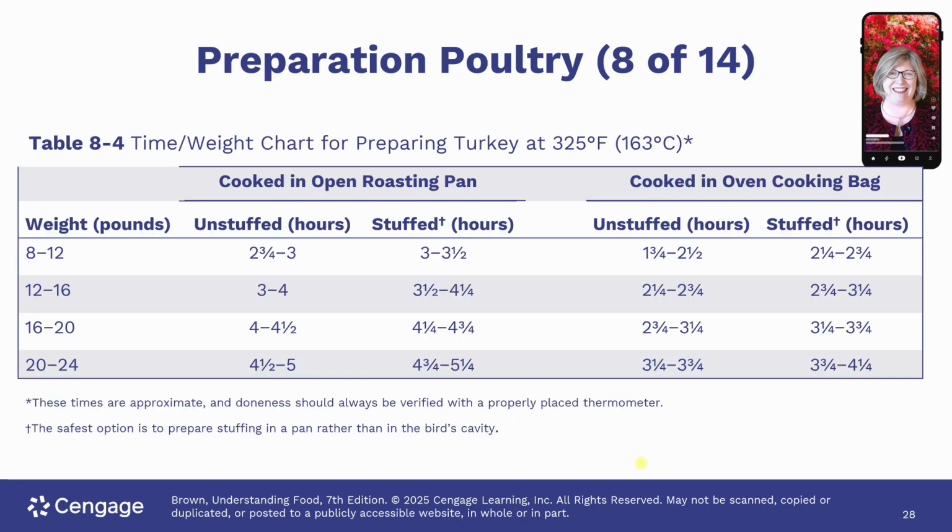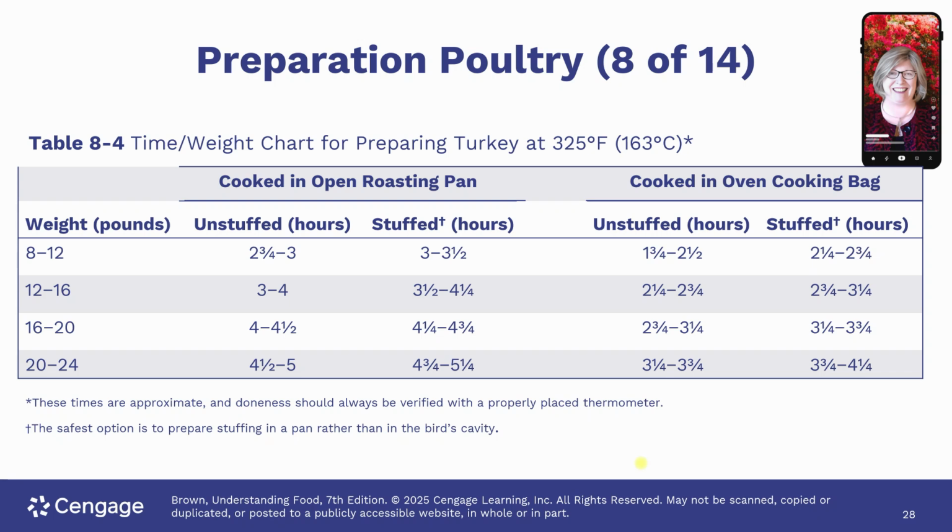In Table 8-4, we see a time and weight chart for preparing turkey, and this is if you prepare it at 325 degrees Fahrenheit. You have your weight. There's 4 different weight ranges, whether it's unstuffed or stuffed. This is if it's cooked in an open roasting pan, and if it's cooked in an oven cooking bag, it will be slightly less.